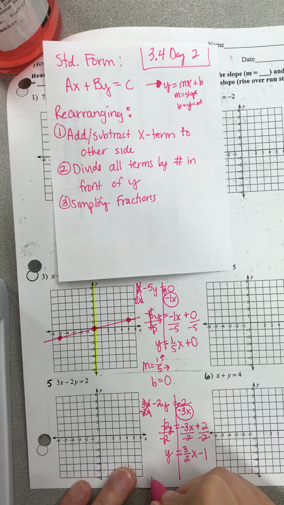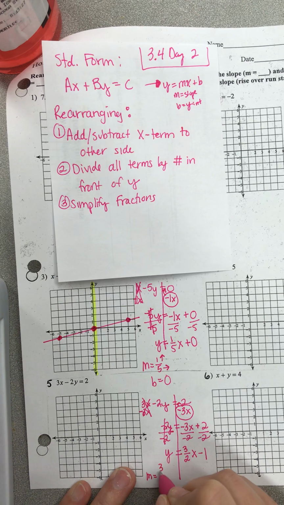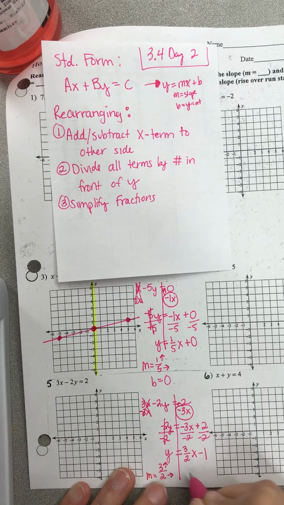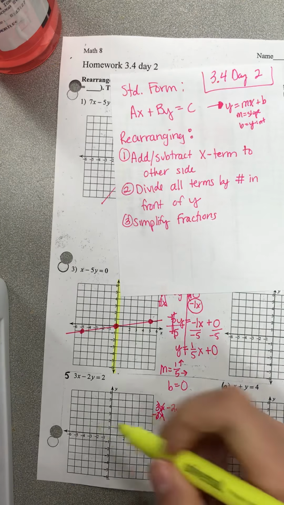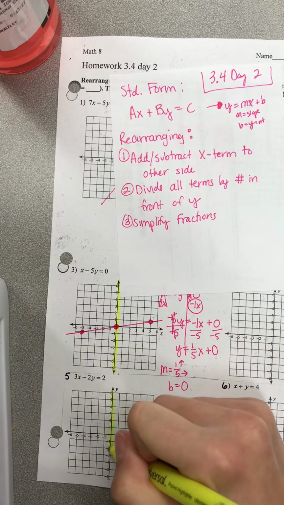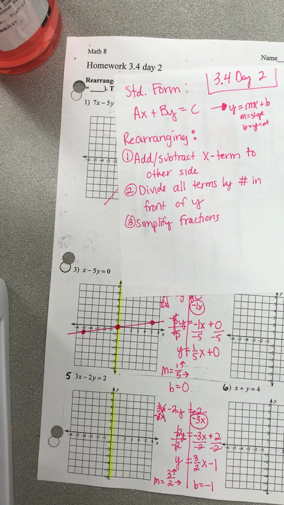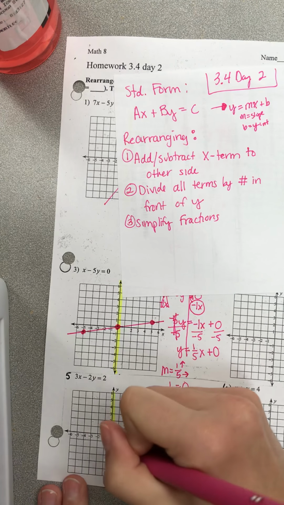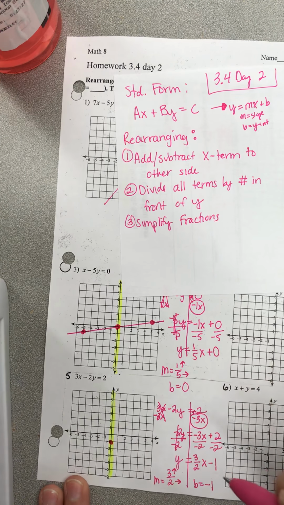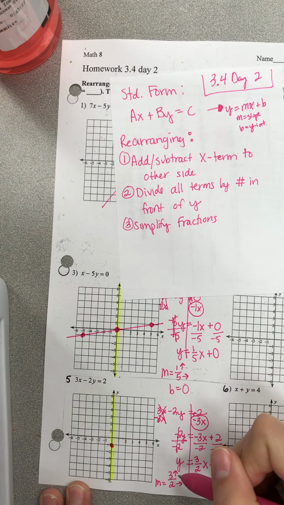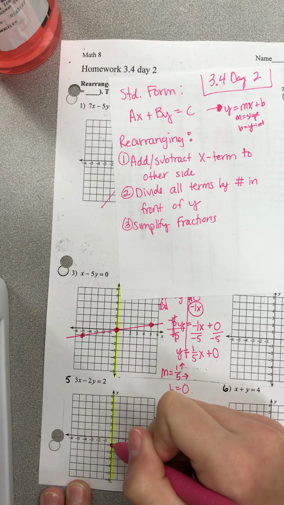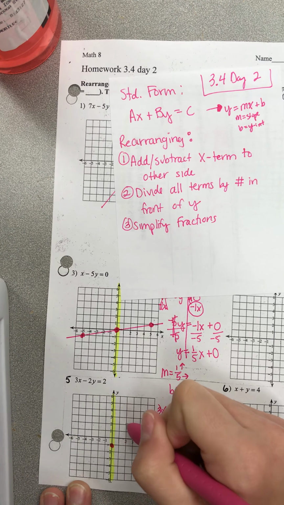From there, you take your slope, which is your m. That's 3 over 2. That means up 3, right 2, since they're both positive. And your y-intercept is negative 1. So I'm going to highlight my y-axis, go down to negative 1 and plot my y-intercept. And my slope says to go up 3 blocks and right 2 blocks. So up 1, 2, 3, right 2.